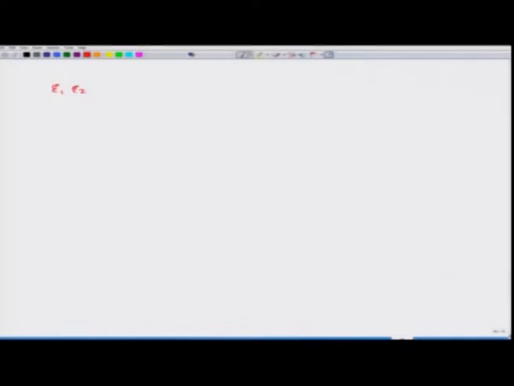In any linear regression model, we assume that all the random errors epsilon 1, epsilon 2, ..., epsilon n are normally distributed. And suppose we want to test this assumption.